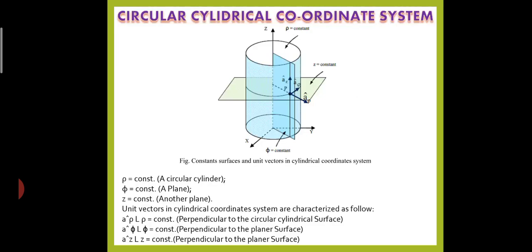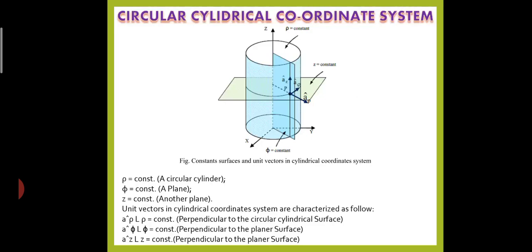The unit vectors in the cylindrical coordinate system are characterized as follows: a rho is perpendicular to rho equal to constant, so perpendicular to the circular cylindrical surface. Then a phi is perpendicular to phi equal to constant, and perpendicular to the planar surface, and az is perpendicular to z equal to constant, which is also perpendicular to the planar surface. So, the cylindrical coordinate system is the three-dimensional version of the polar coordinate system.